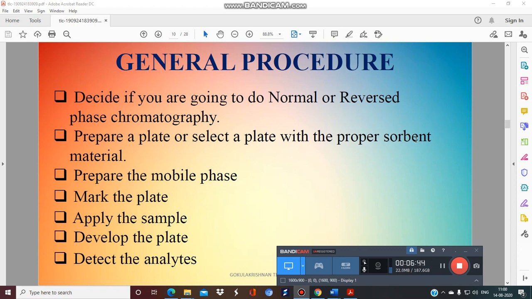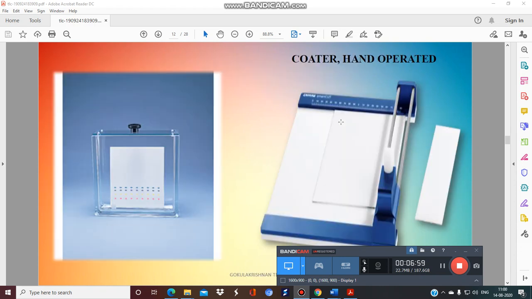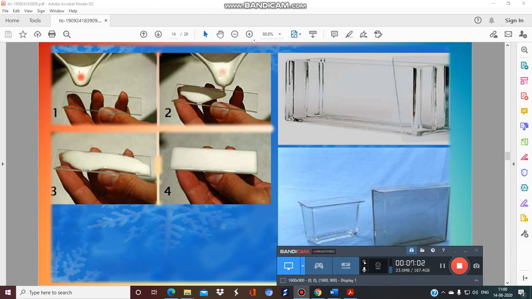Okay, and we will prepare a slurry of that particular silica gel G in a particular solvent, for example we can prepare the slurry in water. After preparation of this slurry, we will pour the slurry onto the plate like this. Just see here. We will prepare a slurry and pour it onto this plate. Okay, so this is the glass slide coated with the silica gel G slurry.